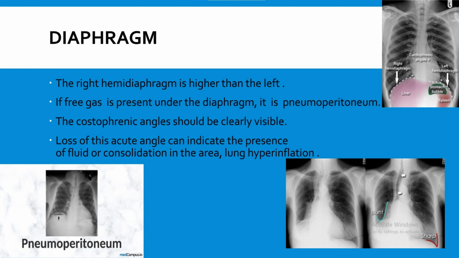Diaphragm. The right hemidiaphragm is higher than the left. If free gas is present under the diaphragm, it is pneumoperitoneum. The costophrenic angles should be clearly visible. Loss of this acute angle can indicate the presence of fluid or consolidation in the area, or lung hyperinflation.